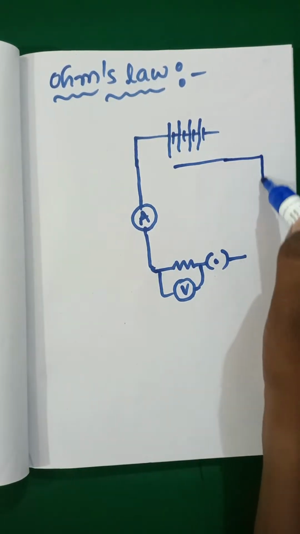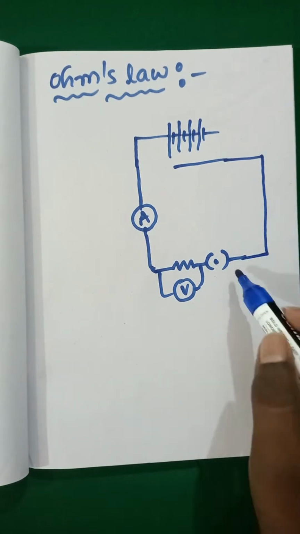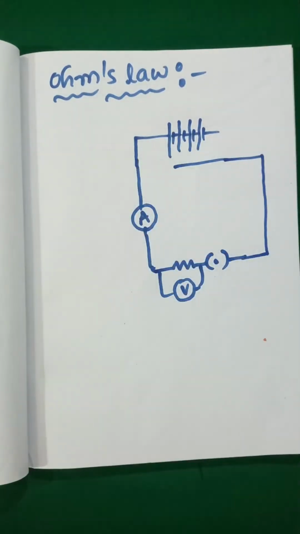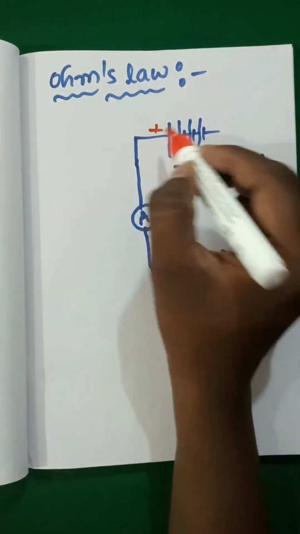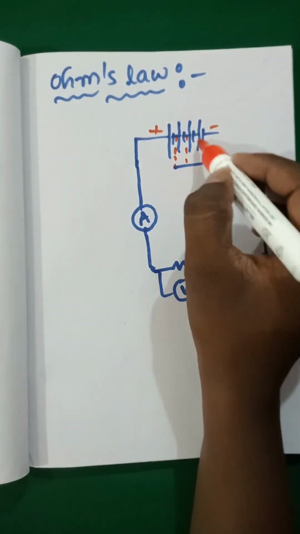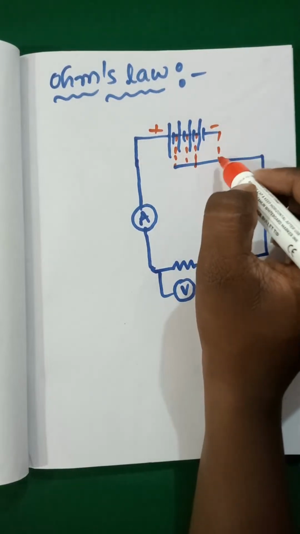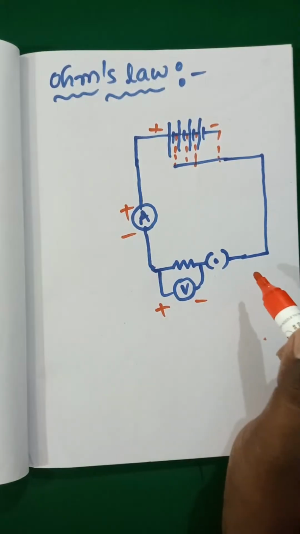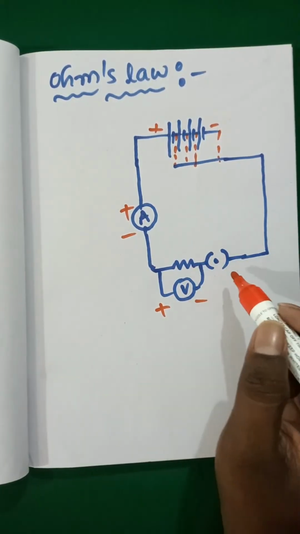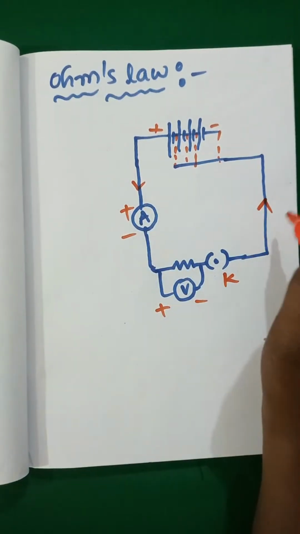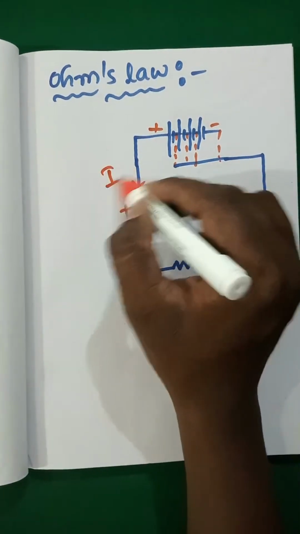So here, that's enough. Positive current is passing from here to here, right? So we'll use different colors. This is positive, negative. Here is joining, here is joining, here is joining. Then positive, negative, positive, negative. Okay, so resistor, this is key. Current is passing like this, and it's going like this. I'm taking current I.